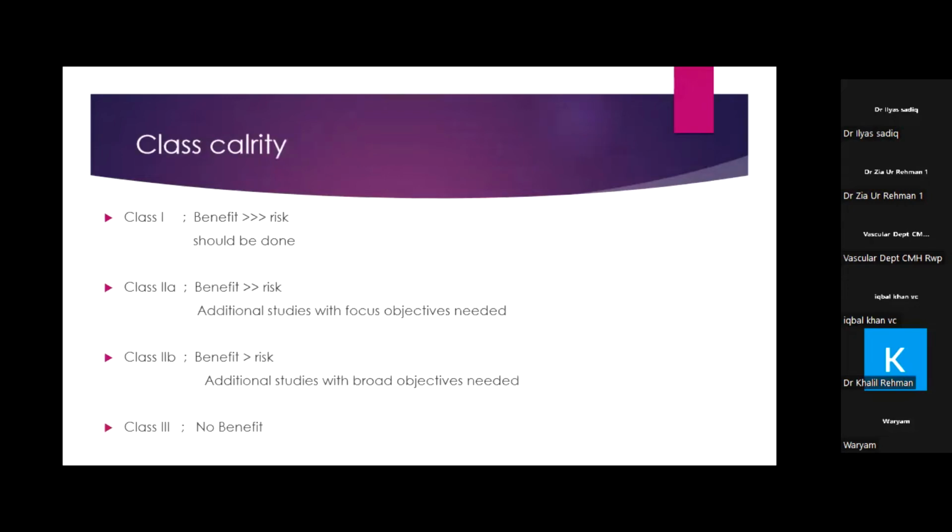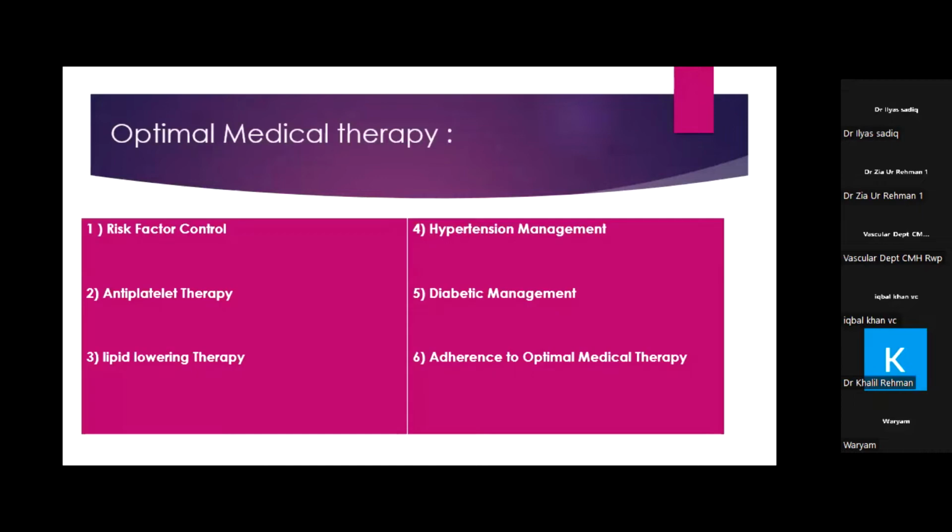Class clarity. This is just to define the classes and what they mean. Class 1 means the benefit is more than risk and should be done. Class 2A, the benefit is more than risk, but additional studies with focused objectives are needed. Class 2B, benefit is more than risk, but additional studies with broad objectives are needed. And class 3 means there is no benefit of doing it.